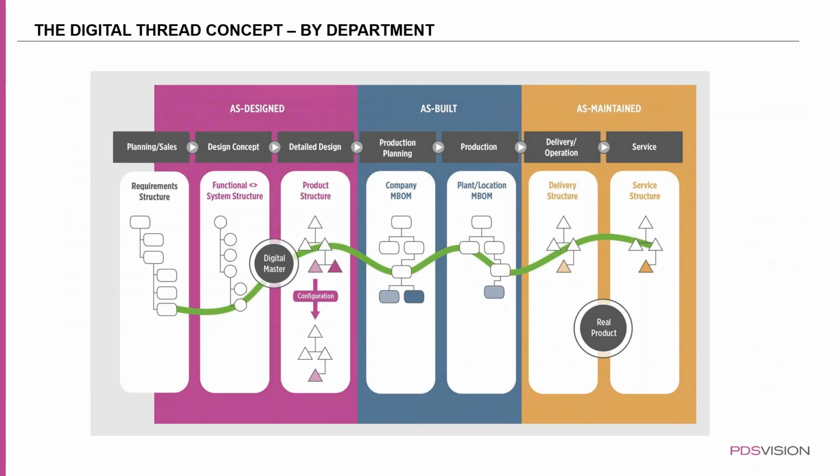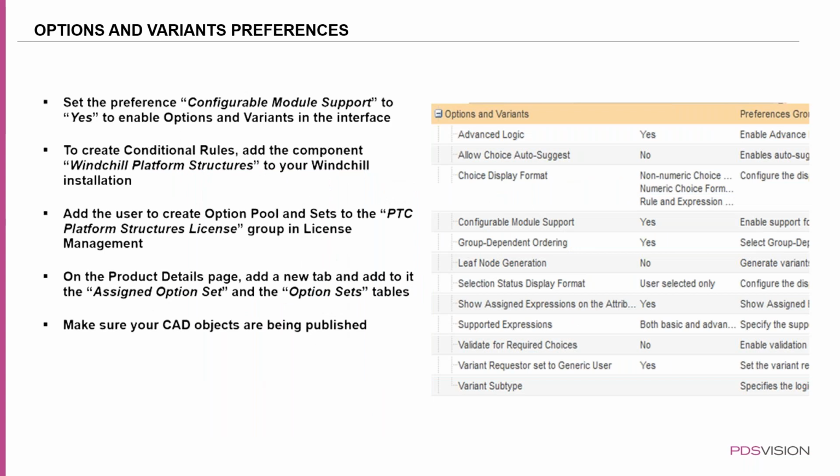All right, so back at the topic of today, it is Windchill Options and Variants. Just to explain it in a very simple way, options and variants simply allows you to configure your own product based on the data that already exists in the system for that product, and simply build a configuration that meets specific customer requirements.